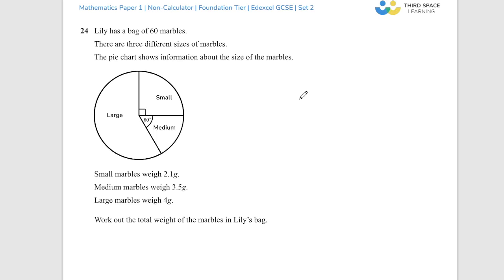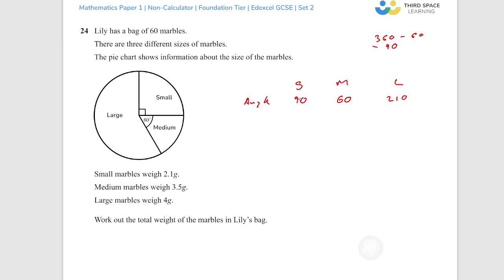Okay, right, so let's fill in the missing angles. I'm going to set myself up a little table. I love a little table. Small, medium and large. So, angle. For the small, we've got a 90-degree angle. For the medium, we've got a 60-degree angle. So for the large, we've got 360 minus 60 minus 90. So we're going to have 210. Let's just double check that adds up to 360. It does.